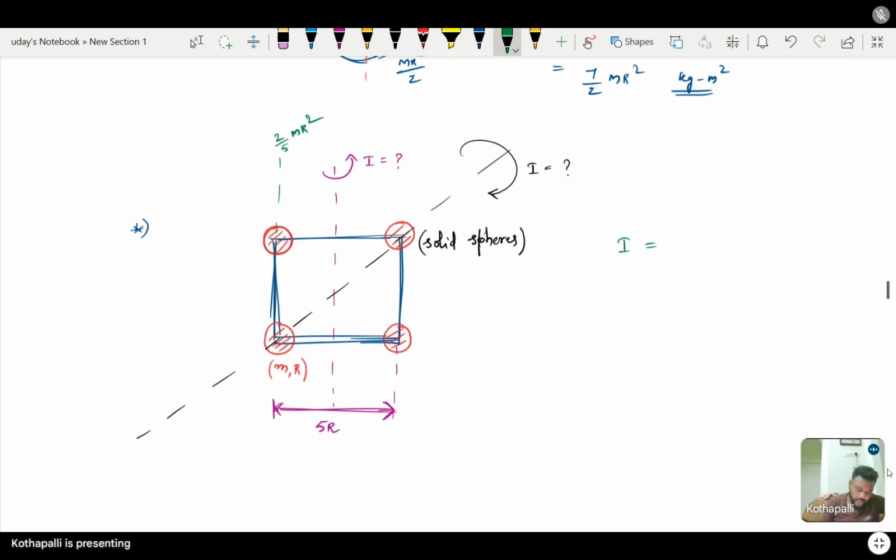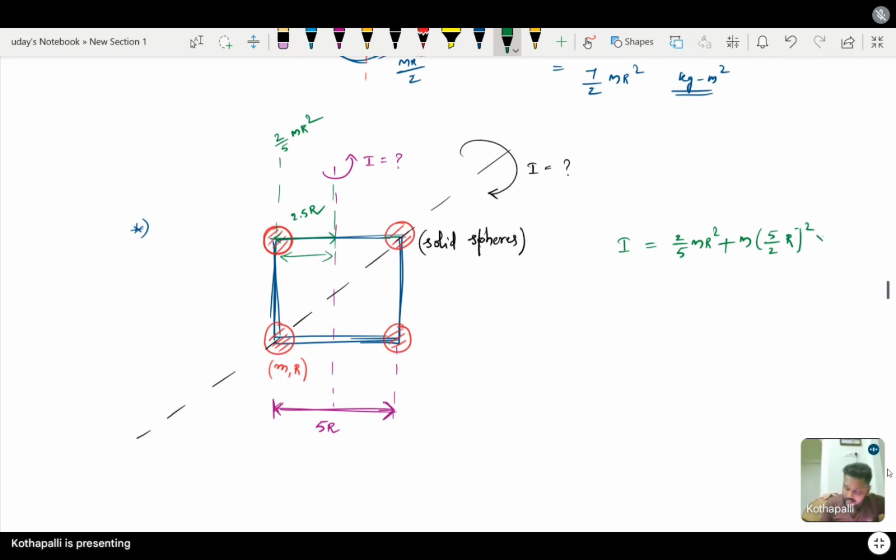About this axis, for all the 4 spheres, if we apply the parallel axis theorem, what will it be? About center of mass 2 by 5 mr square plus m into distance. Total is 5r, this part is r, so the remaining will be 3r. So if you see this distance, how much will it be? Exactly half. It is 2.5r, half of the 5r. So 5 by 2 into r whole square.